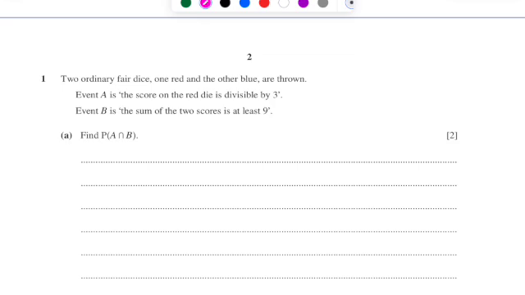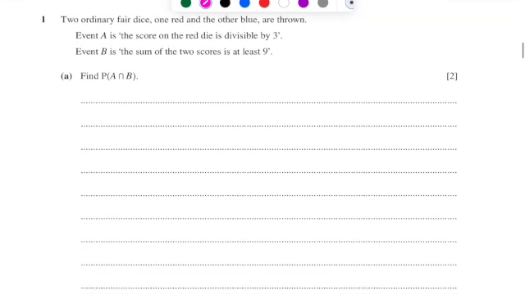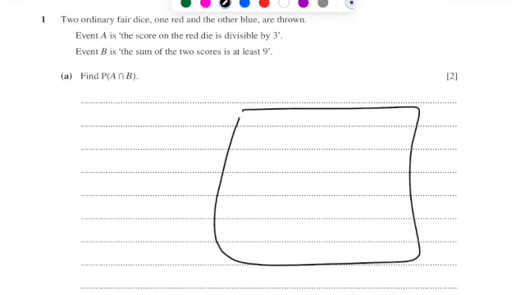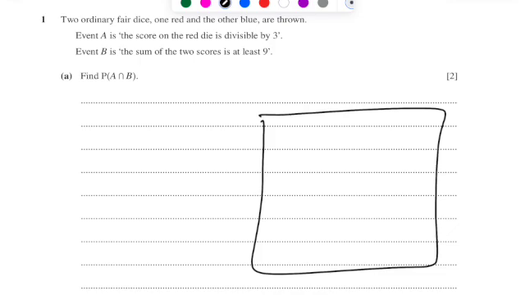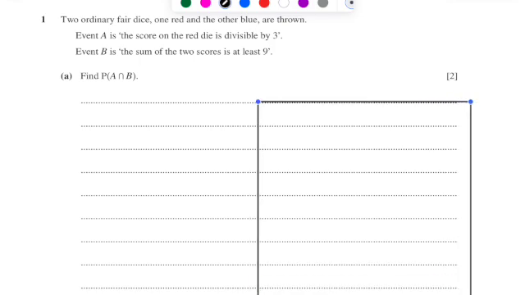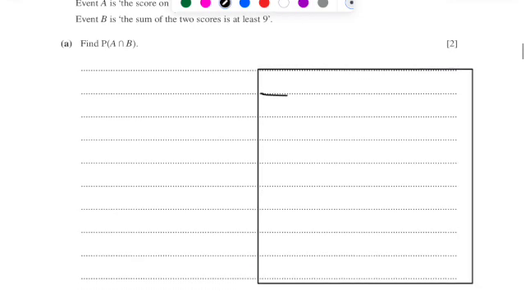Two ordinary fair dice, one red and another one blue, are thrown. Event A is the score on the red die is divisible by 3, and event B is the sum of the two scores is at least 9. So first of all, I am going to draw a table so that I can get the answer.